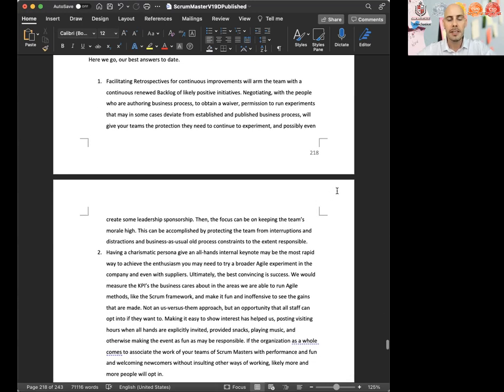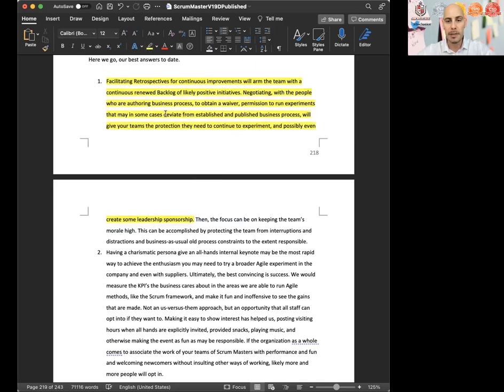1. Facilitating retrospectives for continuous improvement will arm the team with a continuously renewed backlog of likely positive initiatives. Negotiating with the people who are authoring business processes to obtain a waiver, permission to run experiments that may in some cases deviate from established and published business processes, will give your teams the protection they need to continue to experiment and possibly even create sponsorship.